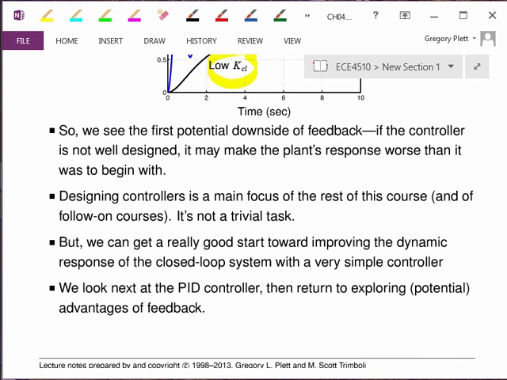So we can get a really good start toward improving the dynamic response with a closed-loop controller, like the one we looked at. But if we think a little bit harder than simply using a gain factor, an amplifier in our feedback system, we can do even better than that. So the next topic we're going to look at over a couple of sections is what is called a PID controller, and that stands for proportional integral derivative, and we'll see why it's called that. And then we'll return after that to exploring some advantages of feedback.